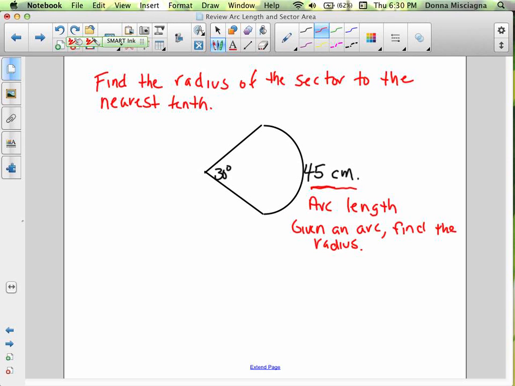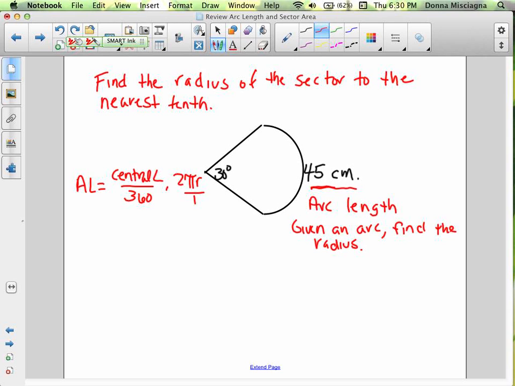Well, we can still use our arc length formula since we're working with arc length. The only difference is our unknown won't be arc length, it'll be the radius. So remember that the formula for arc length is central angle over 360 times 2 pi r.